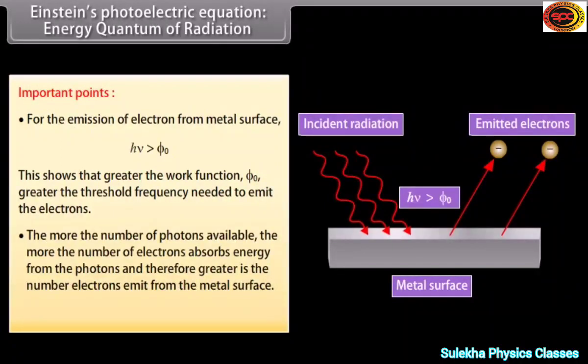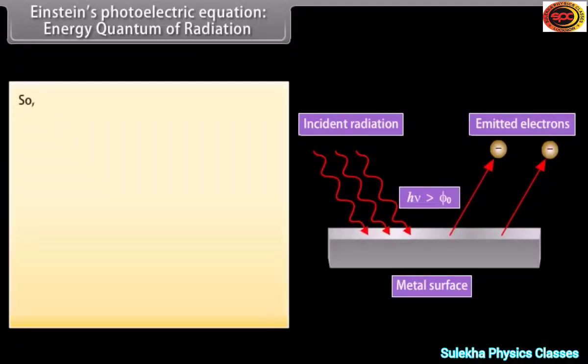The more the number of photons available, the more electrons absorb energy from the photons, and therefore greater is the number of electrons emitted from the metal surface. We know that Kmax equals eV0 and Kmax is equal to hν minus φ0. So, hν minus φ0 is equal to eV0. V0 is equal to (h/e)ν minus φ0/e.